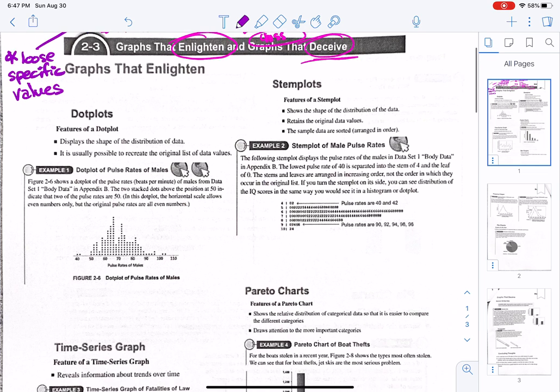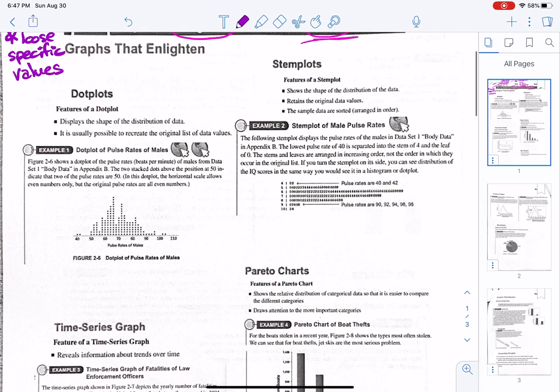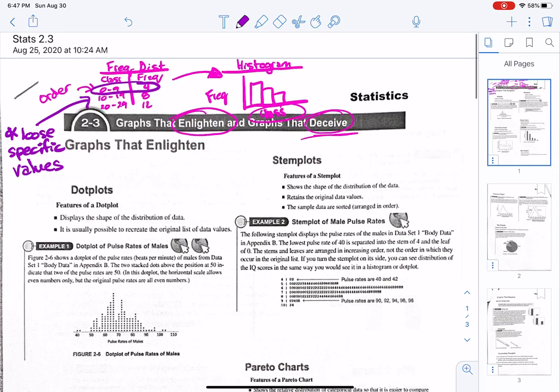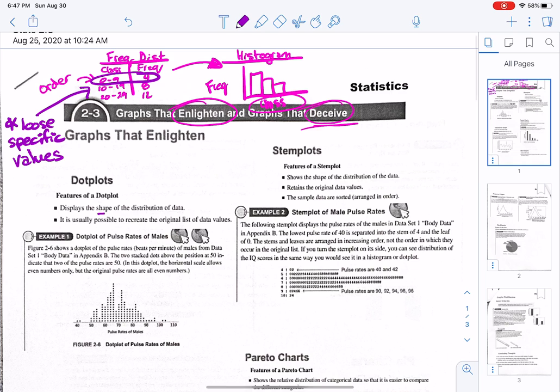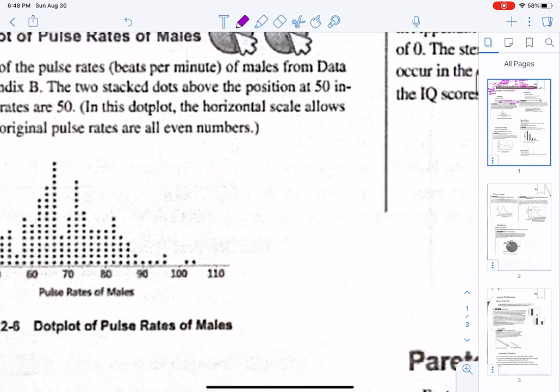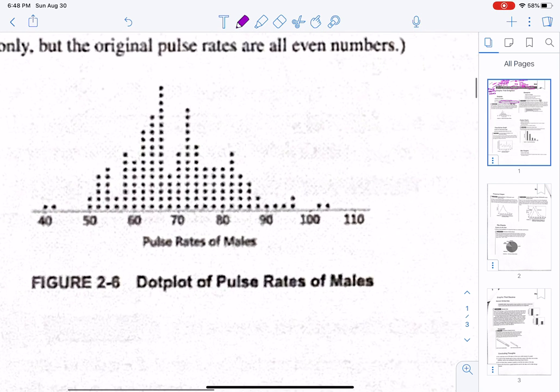So dot plots and stem plots, those are another way, kind of like a histogram will display the shape of the distribution, but also it's usually possible to recreate the original list of data values, okay? With a dot plot, if you kind of look at the way that this is listed here, these are pulse rates of males. So, if this is 50, there are 2 of them that are exactly 50. There's 1, 2, 3, 4, 5 that are probably, I think that value is like 52. You can't see that very well.